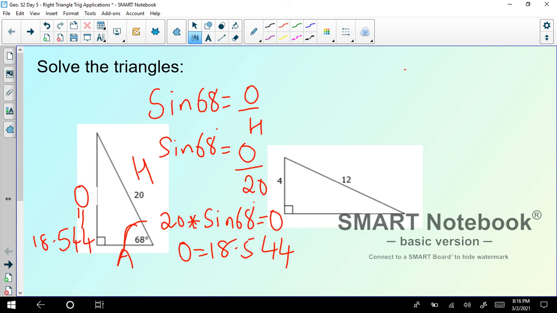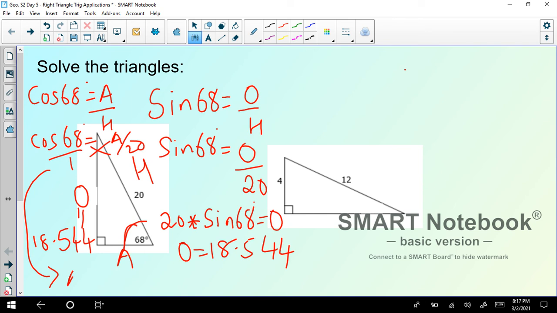I know that adjacent over hypotenuse is your cos. So I can say that cos 68 degrees equals adjacent over hypotenuse. And substituting the value of hypotenuse, that is 20, I can cross multiply in same manner. So first let's substitute cos 68 degrees equals adjacent over 20. And now if I cross multiply, I will have adjacent equals cos 68 degrees times 20.